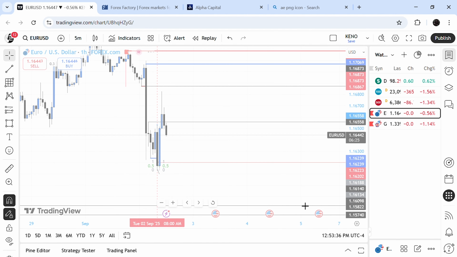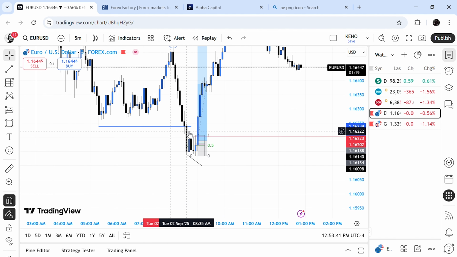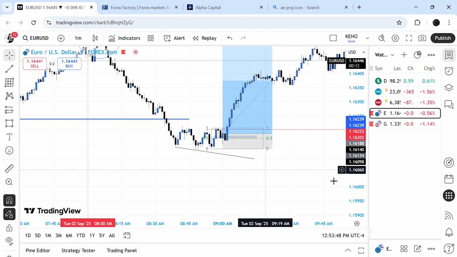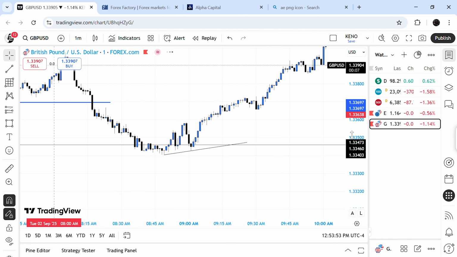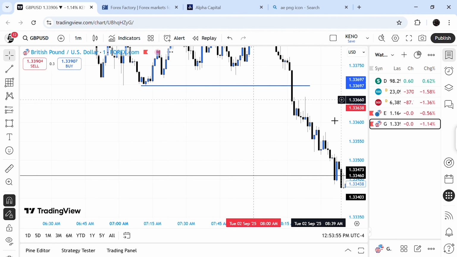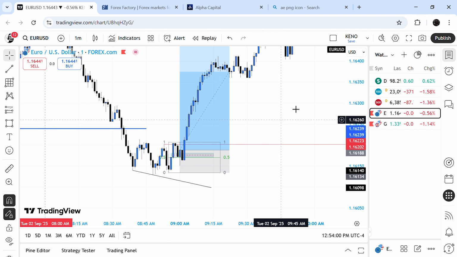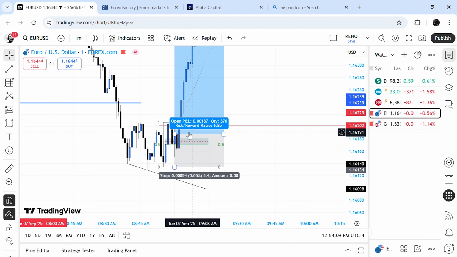Alright, so this is as usual. I took this trade off liquidity sweep, breaker structure, fair value gap. So we swept London session liquidity, formed SMT right here, bearish SMT, and on GU we formed a bullish SMT right here. So after forming this bearish SMT on EU, I immediately saw this breaker structure right here, fair value gap.